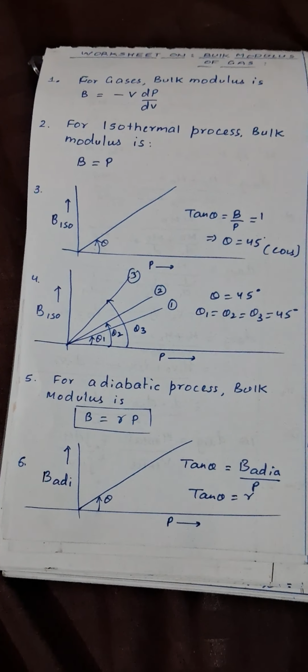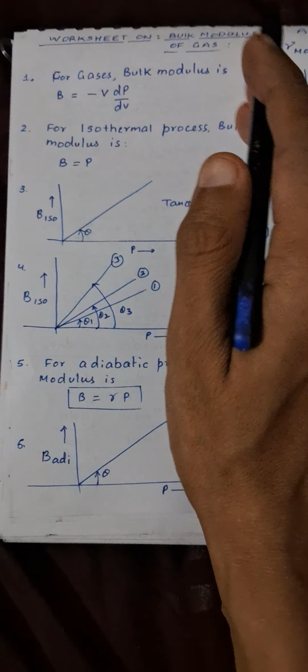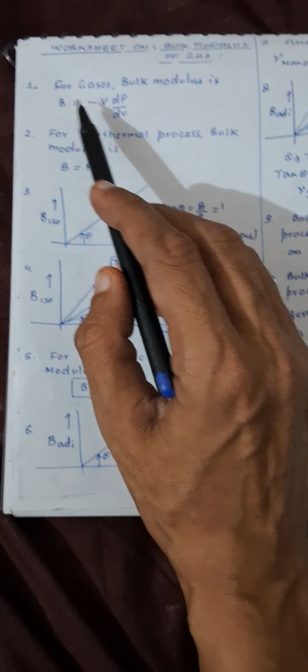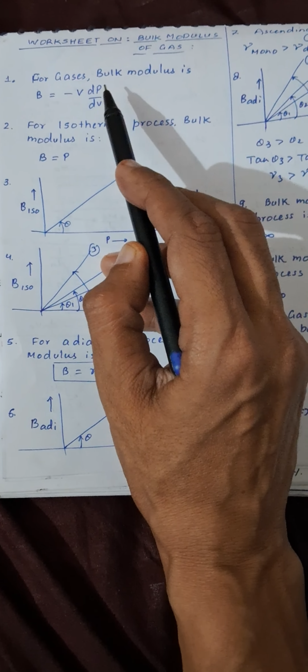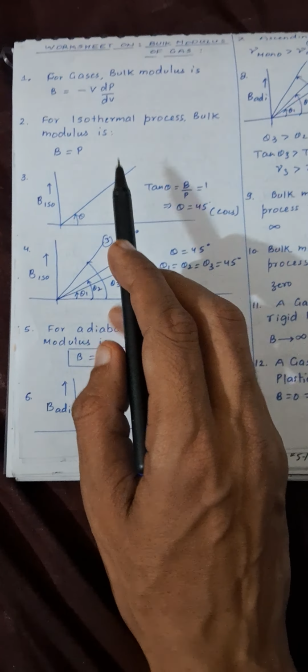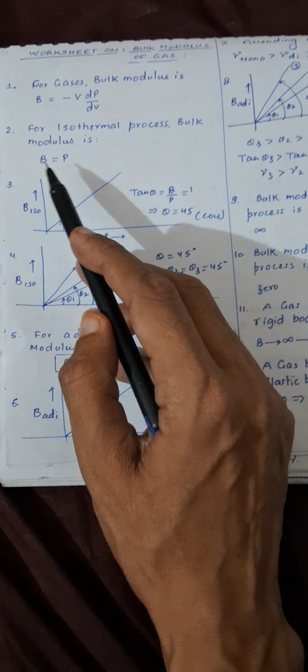Let's begin with things in proper perspective. Here is the worksheet on the bulk modulus of a gas. First question: for gases, bulk modulus is minus V into dP by dV. Next, for an isothermal process, bulk modulus is equal to the pressure P.